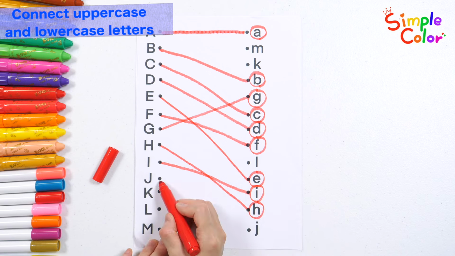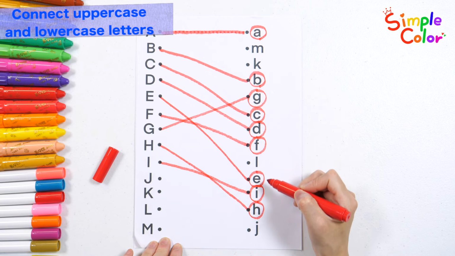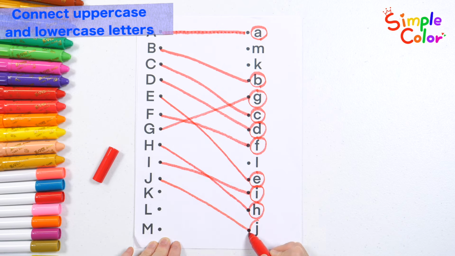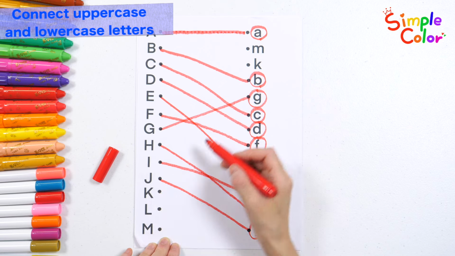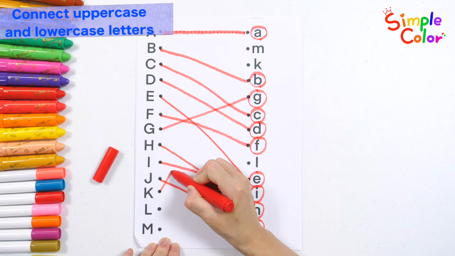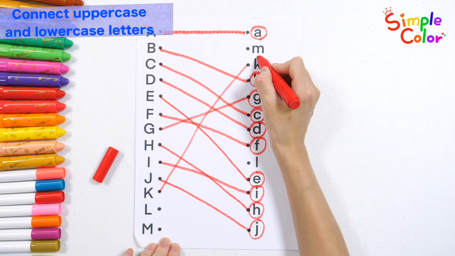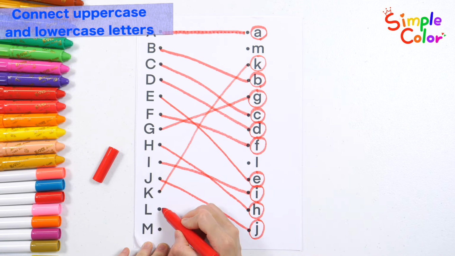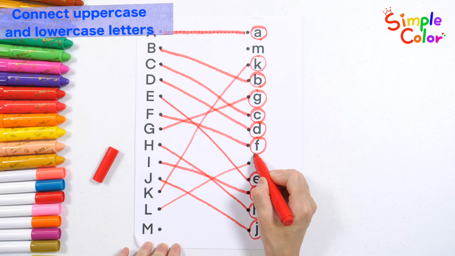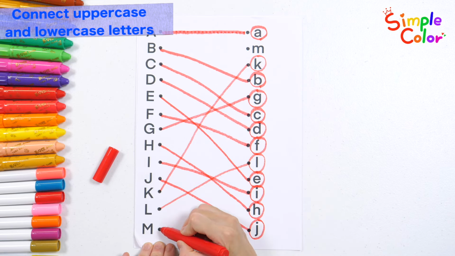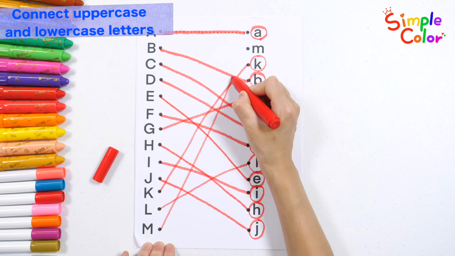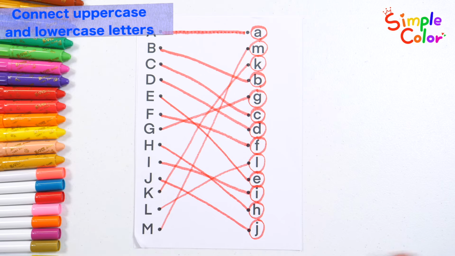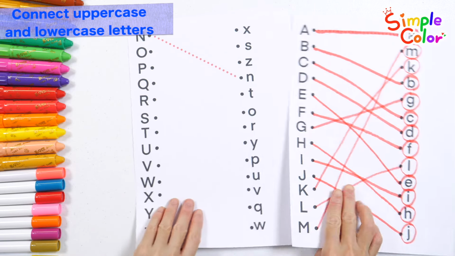Lowercase I. J. Find the lowercase J. Lowercase J. K. Lowercase K. L. Find the lowercase L. Lowercase L. M. Lowercase M. Good job! This time, let's read the uppercase letters from N to Z.